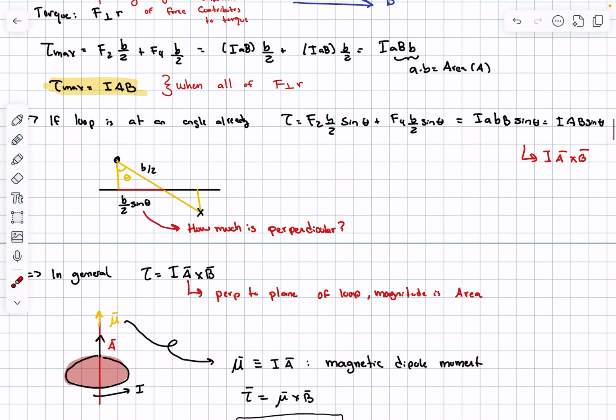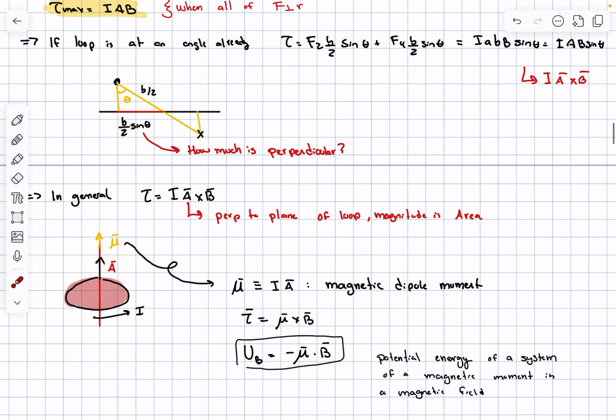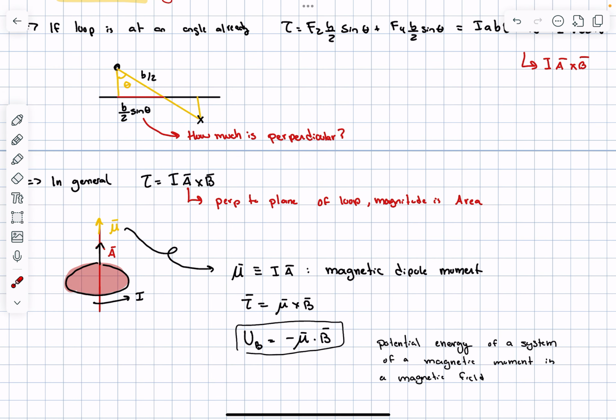So in general, the torque is going to be equal to I, the current, times A cross B, where A is the area vector pointing in a certain direction, and B is our magnetic field. We're going to define a new term here. This is the magnetic dipole moment. Mu is equal to I times A. So it's a current, and then the area is going in a certain direction. If we take this definition and plug it back in here, we get torque is equal to mu cross B.